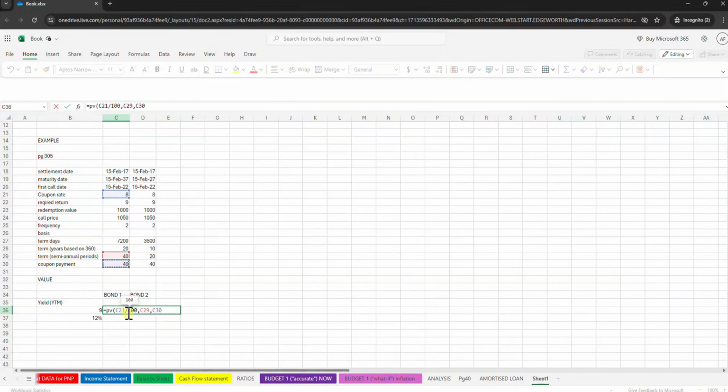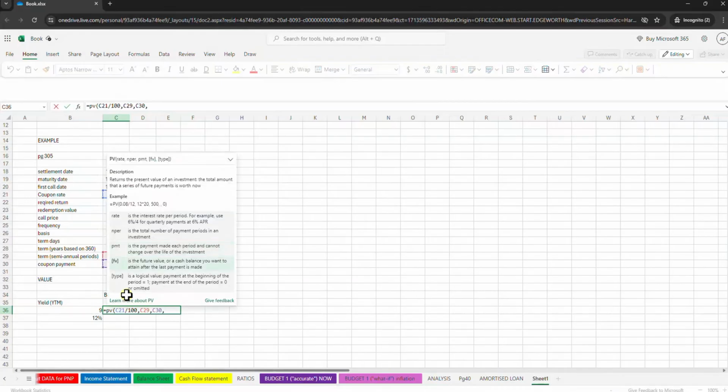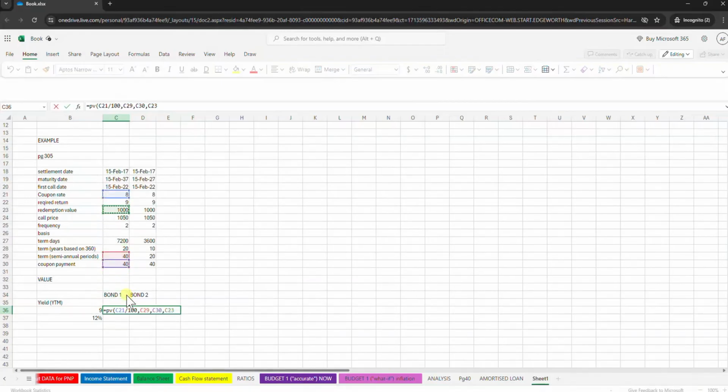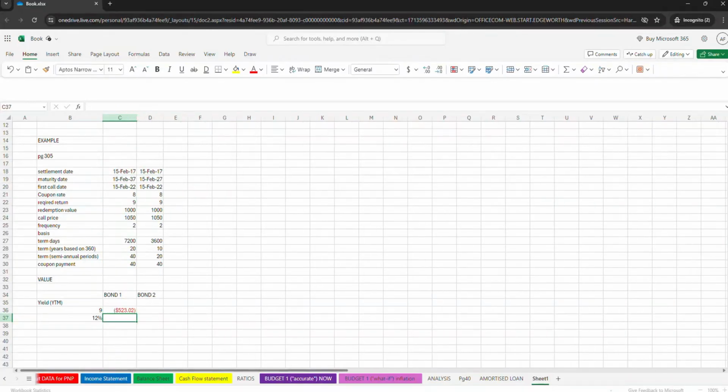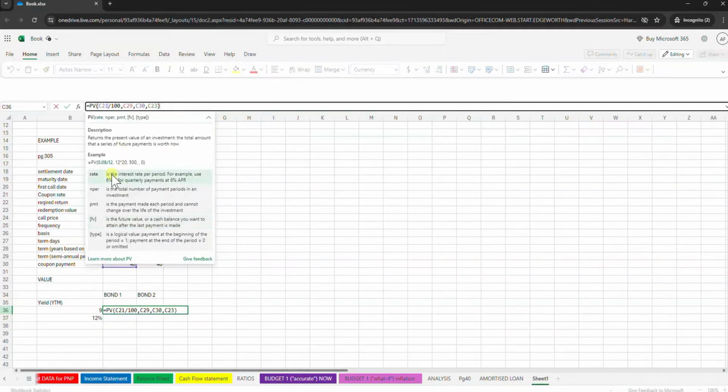My bond price will come out as a negative because I'm using positives for my payments. Remember, payment and future value need to have the same sign. And then future value is the redemption value. Close brackets, enter. So this is representing, we need to divide this by 2. This rate, it's 8%. Remember, it's compounded semi-annually, so divide by 2. So this should be 4%.